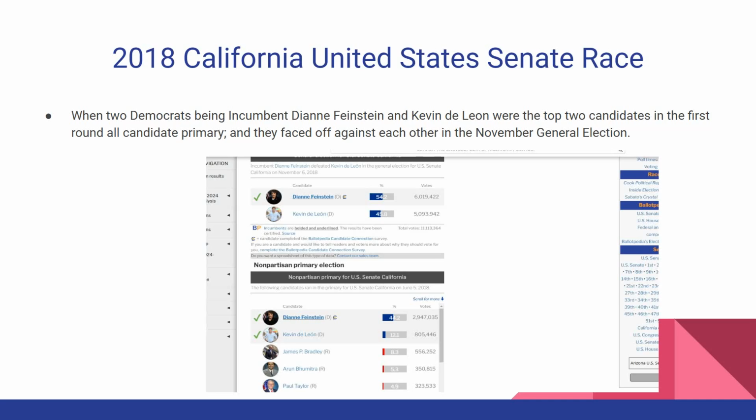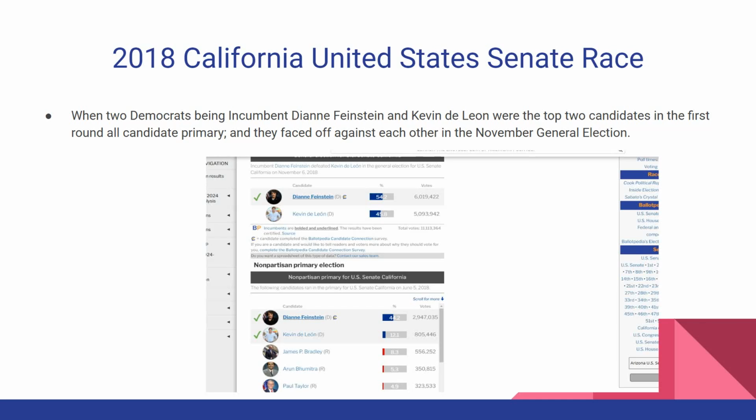And this is what allowed two Democrats, Dianne Feinstein and Kevin DeLeon, to be the top two candidates that got the most votes in the first round all-candidate primary, or jungle primary, to both face off against each other in the November general election.